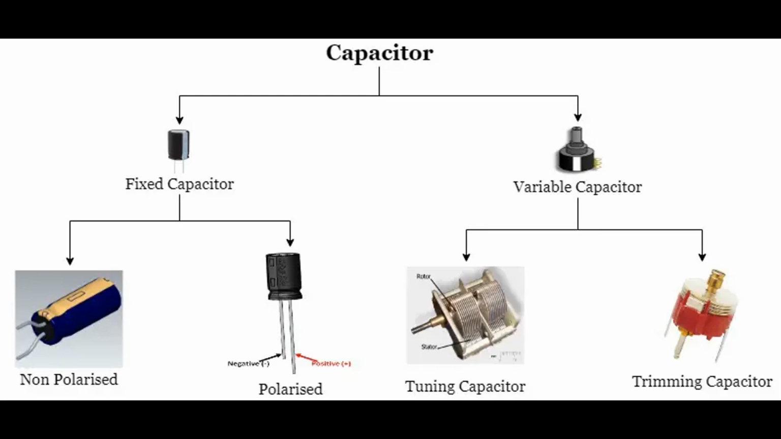Construction. Aluminum electrolytic capacitors. These capacitors consist of an aluminum foil electrode, which serves as the anode, and a cathode electrode separated by a paper or synthetic material soaked in an electrolyte. The anode is covered with an aluminum oxide layer that acts as the dielectric.